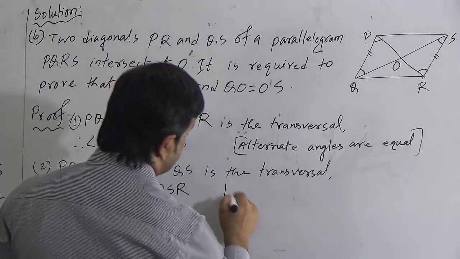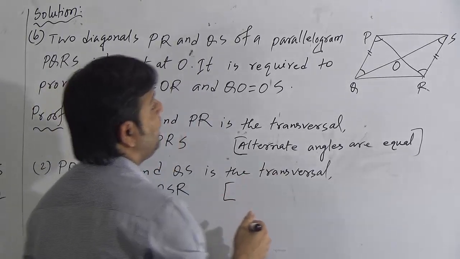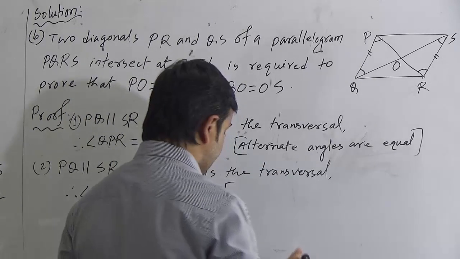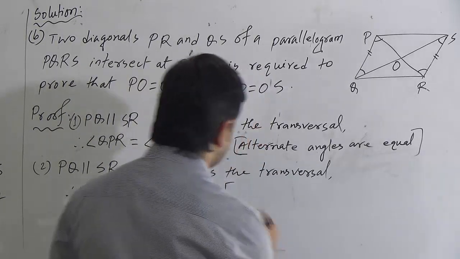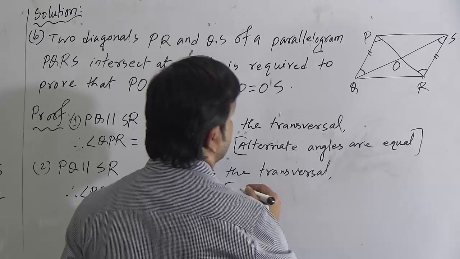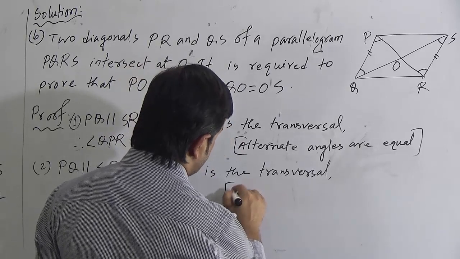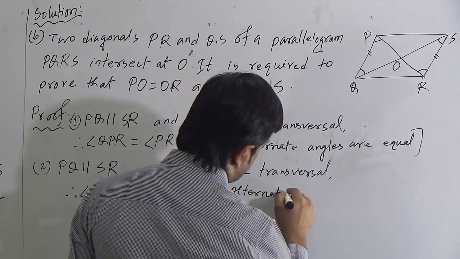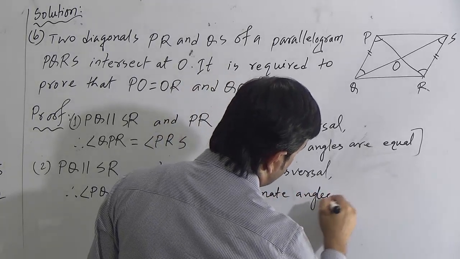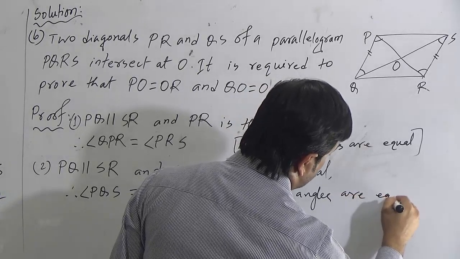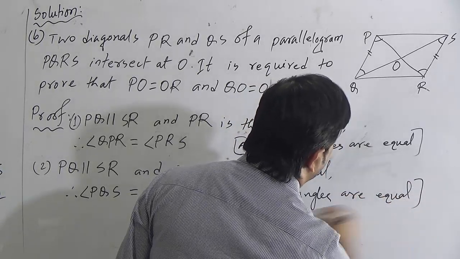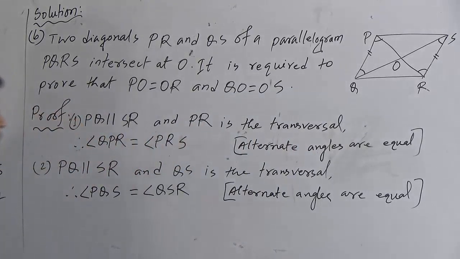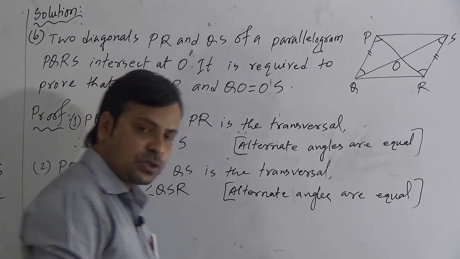What is the reason? Same reason here, as PQ and SR are parallel, alternate angles are equal, and QS is the transversal, so alternate angles are equal. So we can write here alternate angles are equal. Okay, dear students, so we can say these two angles are equal and these two angles are equal. As these two angles are equal, now we can compare two triangles here.